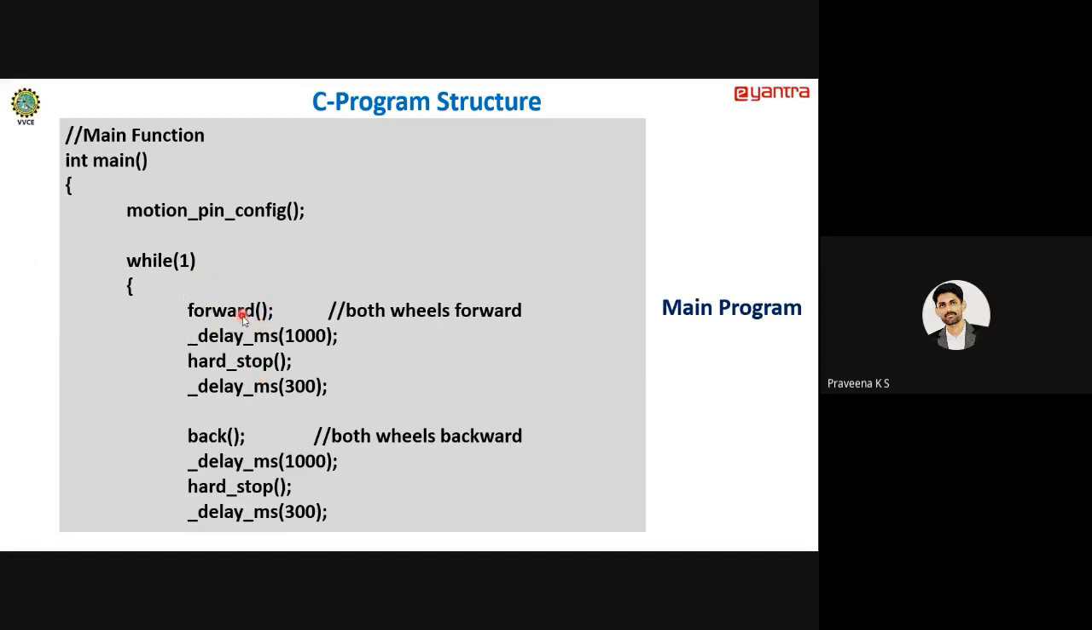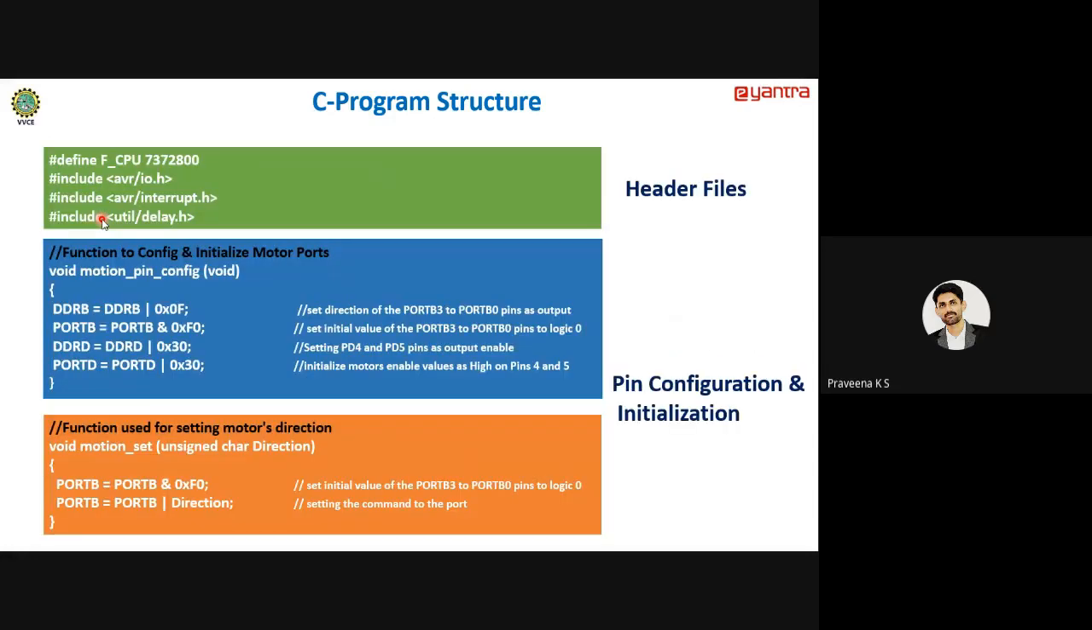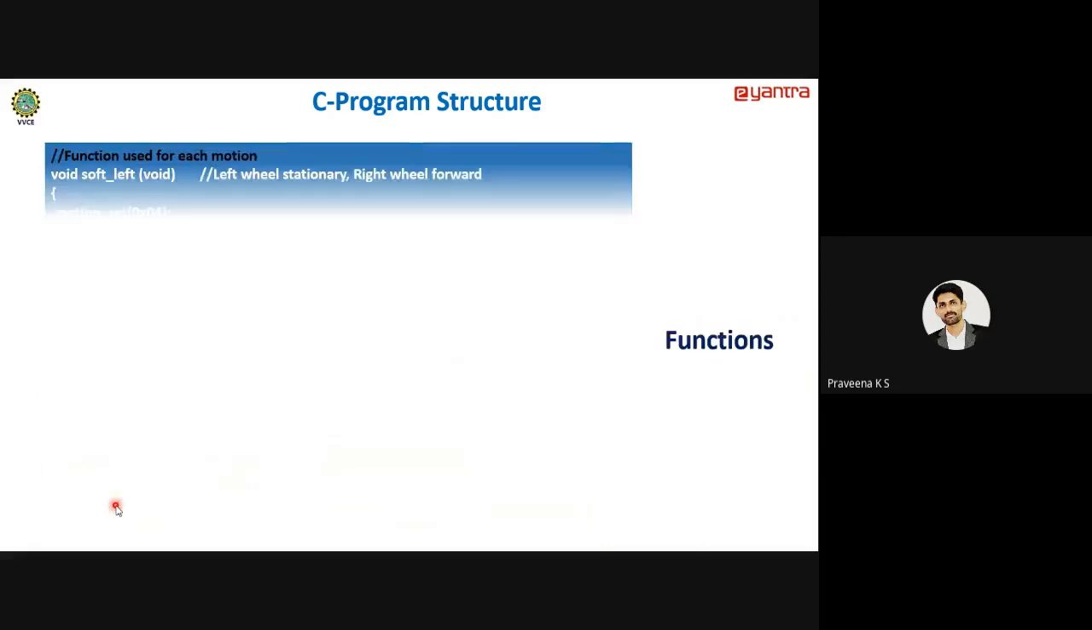When I say forward, the forward function is going to execute. In the forward function, I have written this function. This will execute: motion set of 0x06. Motion set is also a function, so that will correspondingly execute. Motion set 06 will reset the pins, then it will write the 06 into port B. This is how it executes all the time.